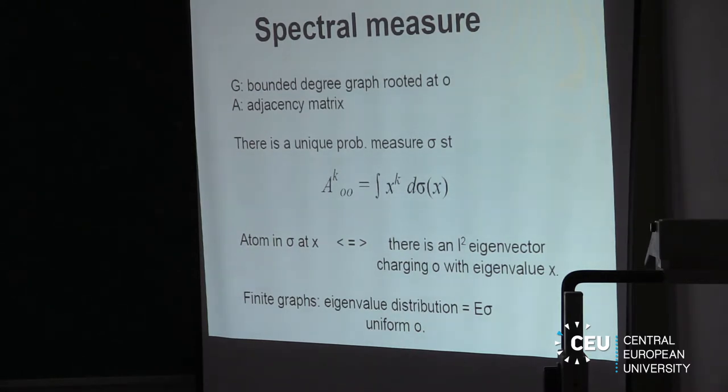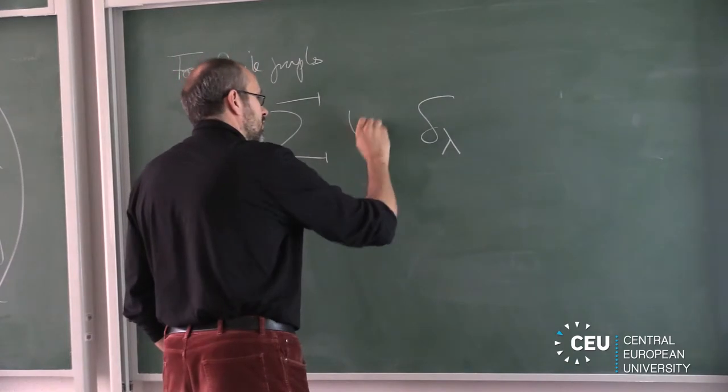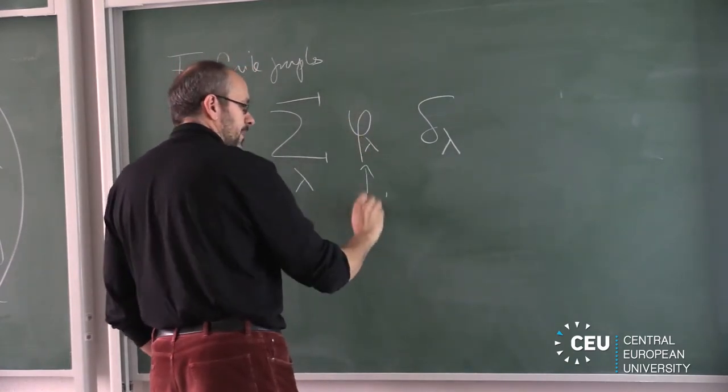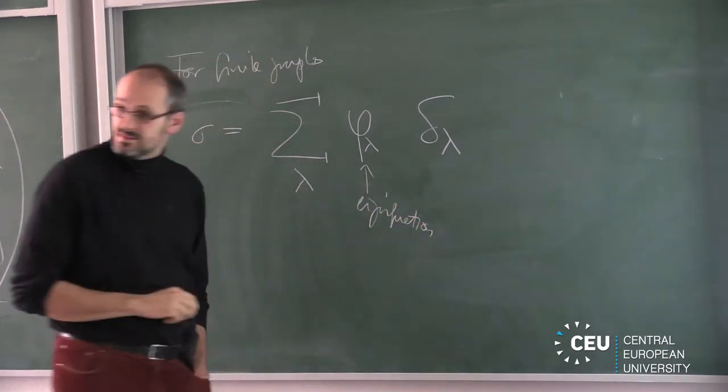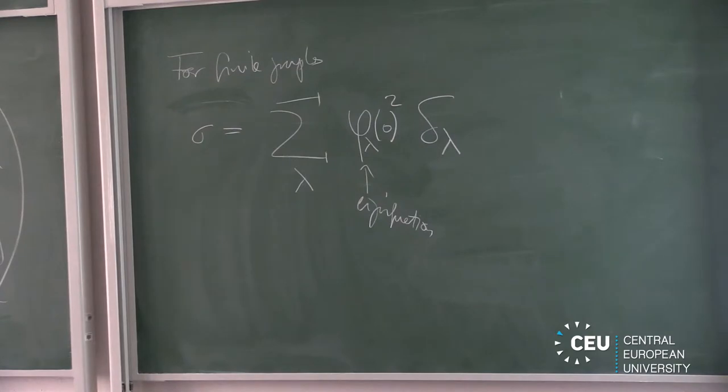For a finite graph, there is another formula, but it only works for finite graphs. You can write sigma as an atomic measure supported on the eigenvalues. So you sum over the eigenvalues, and you put the delta mass of the eigenvalue. But it's not the measure that just counts the eigenvalues. That's an important measure, but this is not that. It actually cares about this vertex O. So you put here a coefficient: you look at the eigenfunction corresponding to lambda, normalized so that it has length 1, you look at its entry at O, and you square it. That's the spectral measure.